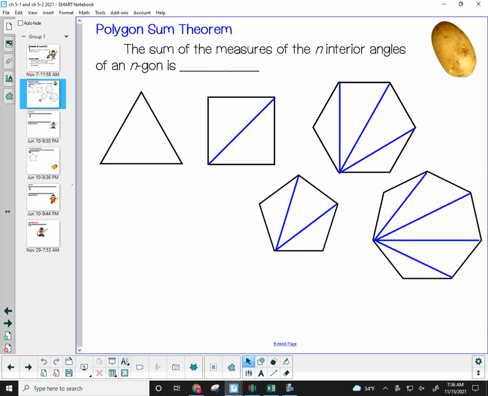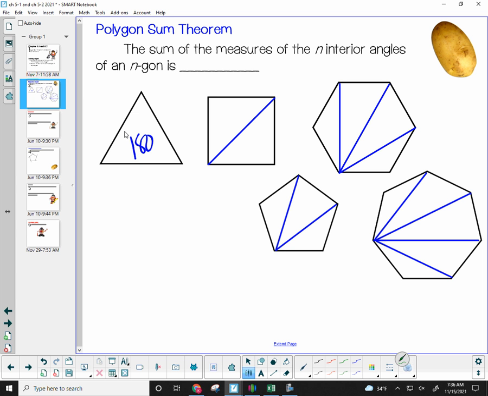Now, we've already talked about a triangle and how many degrees are in every triangle, right? How many is that? 180 degrees. So we've proven every triangle has 180 degrees. Since we know triangles, we're going to divide other polygons into triangles. So what I've done here is I've drawn several shapes that I've divided into triangles by drawing diagonals just from one vertex.